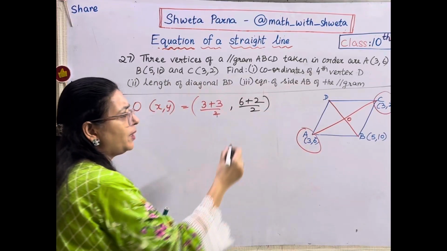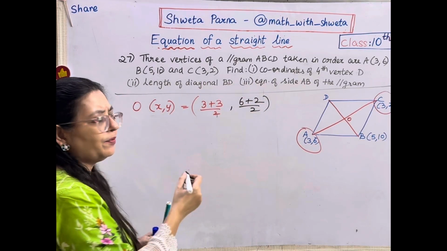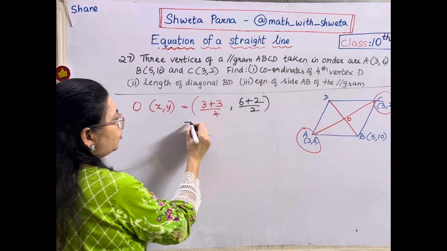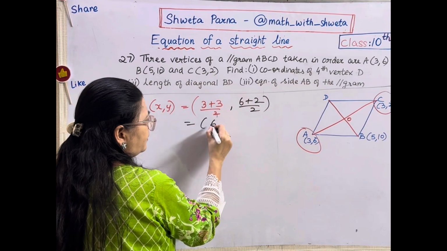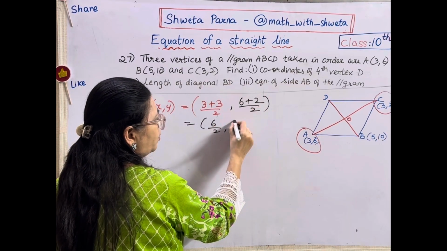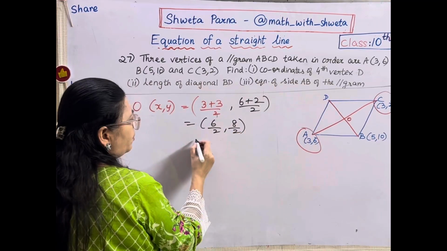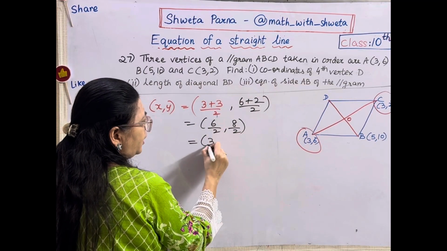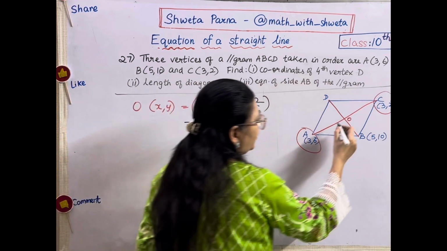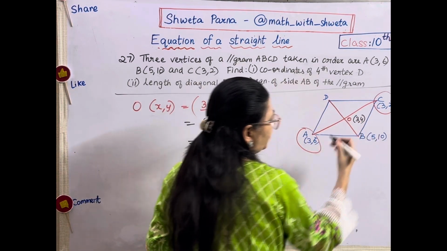It is x1 plus x2 upon 2 and y1 plus y2 upon 2. So 3 plus 3 is 6 upon 2, 6 plus 2 is 8 upon 2. So the midpoint is 3 and 4. So this becomes 3 and 4.